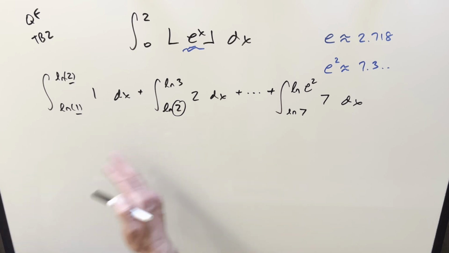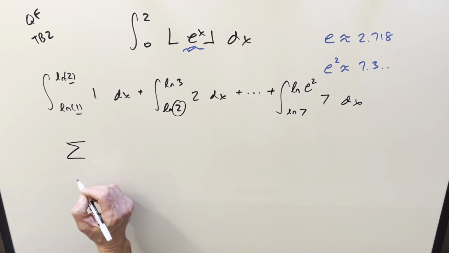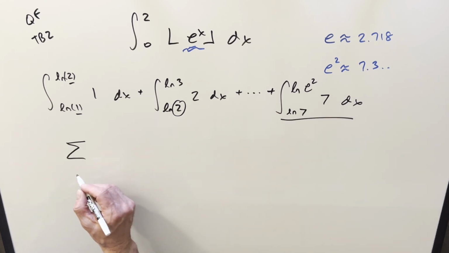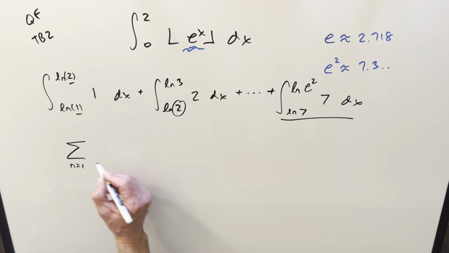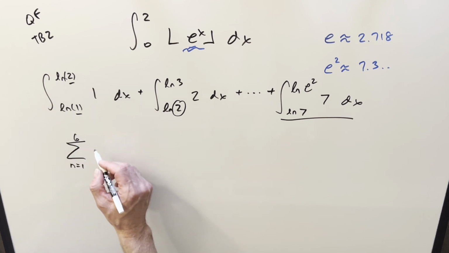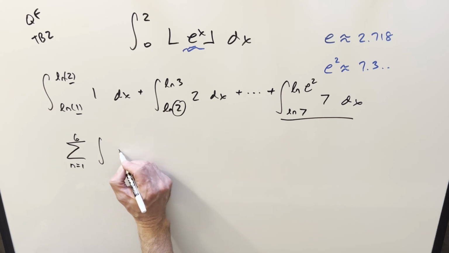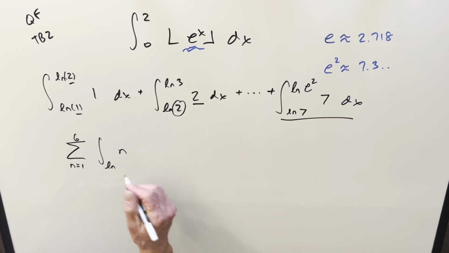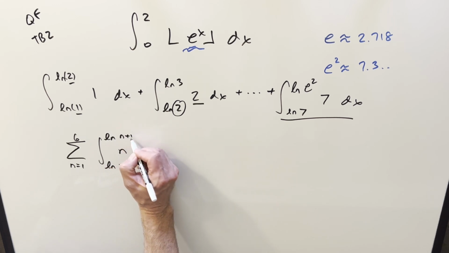But this is pretty nice because we've got a pattern that we can summarize. We can turn this whole thing into a summation. I'm going to do this last one separately. So what we'll do is we'll go n from 1 to 6. And in each case, we're just integrating a constant, which is going to be n. In every case, we're integrating n, and the pattern is natural log of n to natural log of n plus 1.